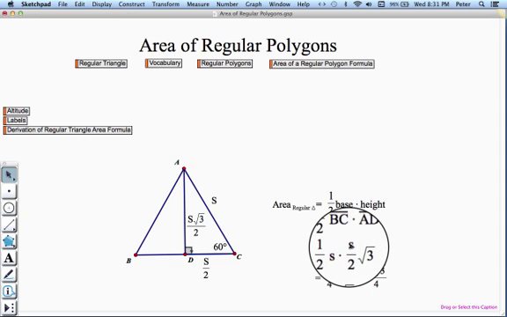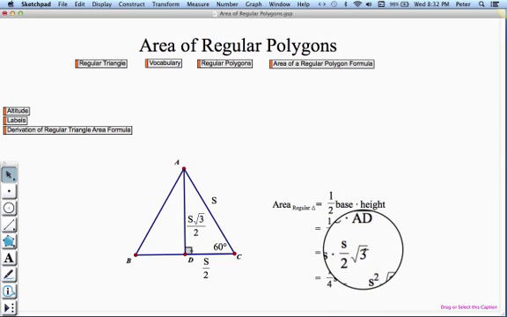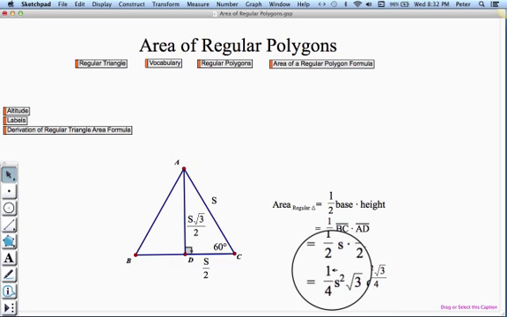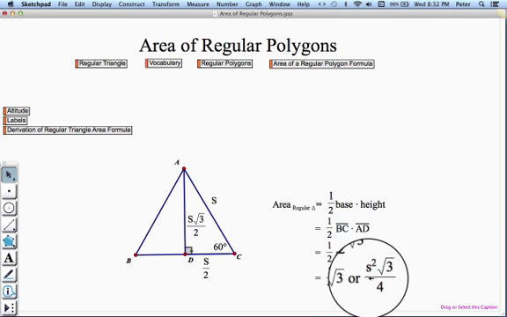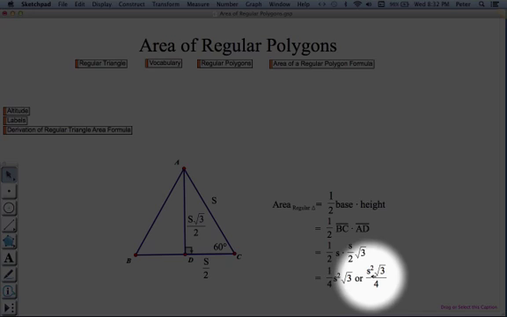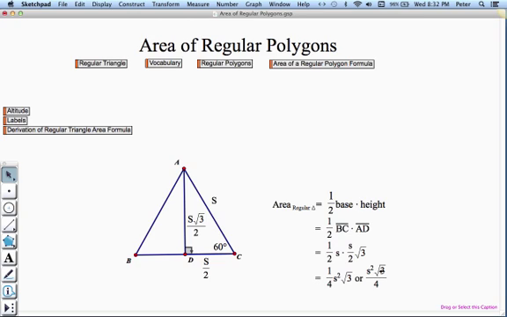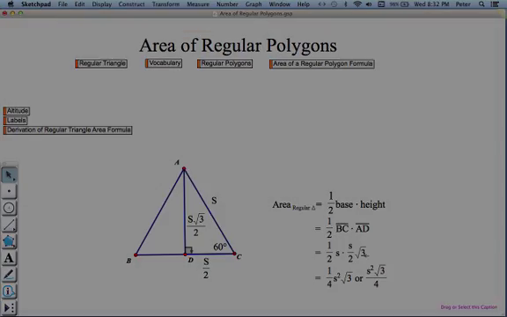and the height of the altitude, or the height of the triangle, was s over 2 root 3. If I simplify that, it becomes 1/4 s squared root 3, or even better, s squared root 3 over 4. I want you to put this in your notes as a very handy formula for the area of a regular triangle when we know only one side.